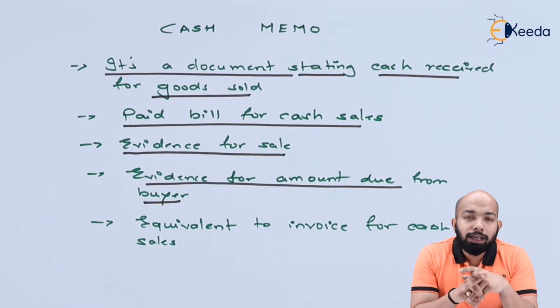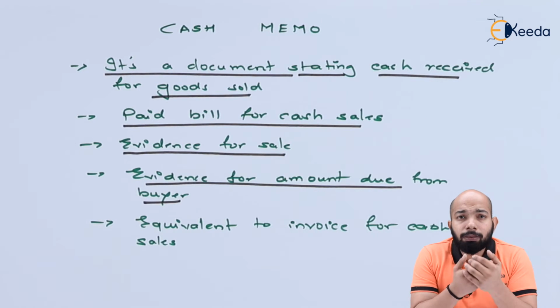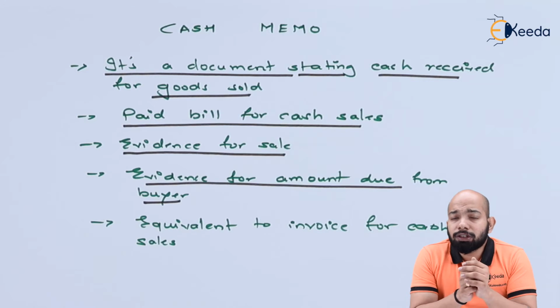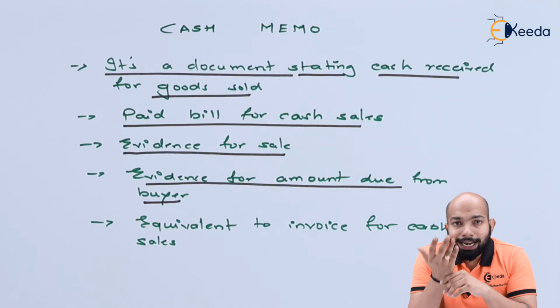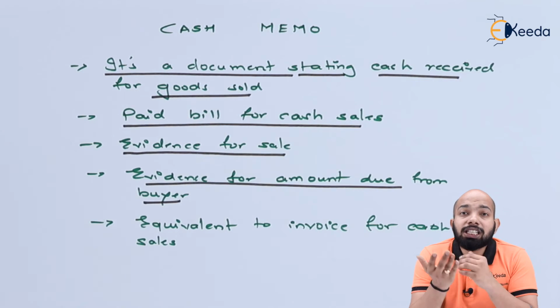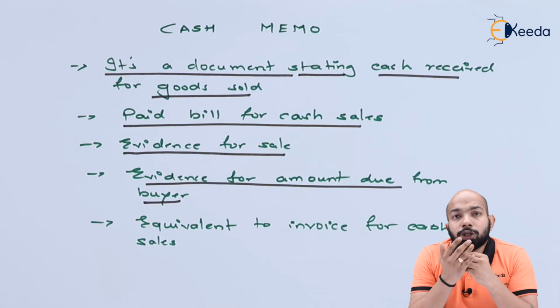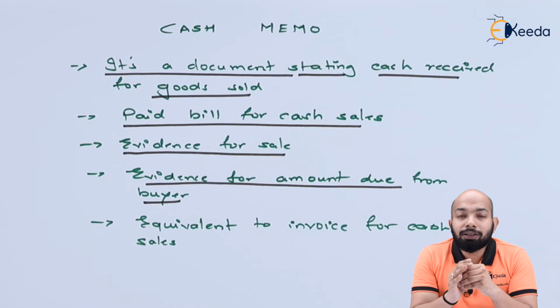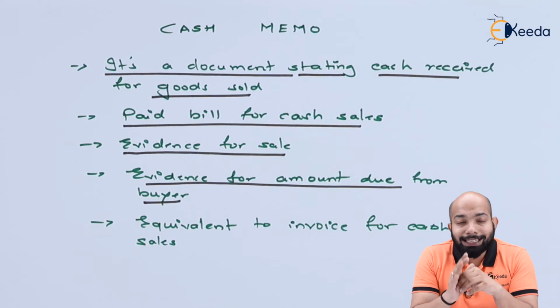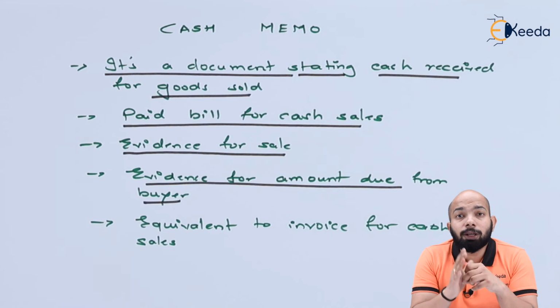That means either it will be sent on 16th of September, 17th of September, 18th of September, whenever it may be. After that, you have to make the payment. So that specific transaction or that specific memo being sent to you shows that there has been a transaction or there has been a usage of service for which the amount is supposed to be paid by the buyer. Hence, it also acts as an evidence for the payment that is supposed to be received from the buyer.